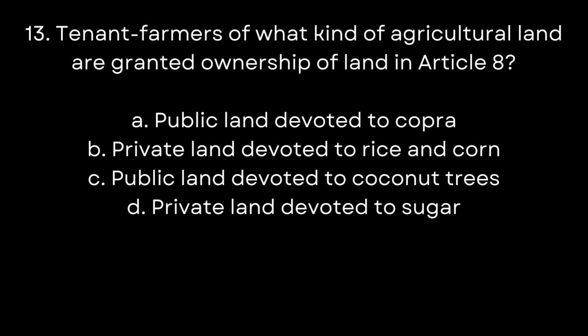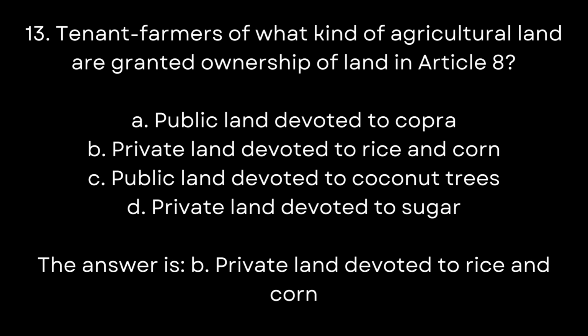13. Tenant farmers of what kind of agricultural land are granted ownership of land in Article 8? A. Public land devoted to CHRA. B. Private land devoted to rice and corn. C. Public land devoted to coconut trees. D. Private land devoted to sugar. The answer is B. Private land devoted to rice and corn.